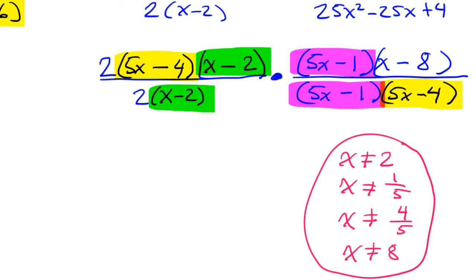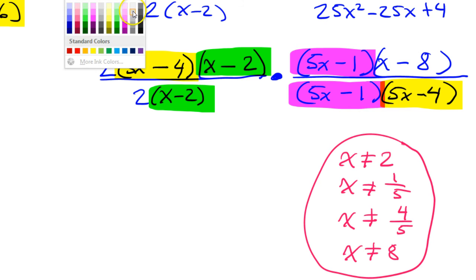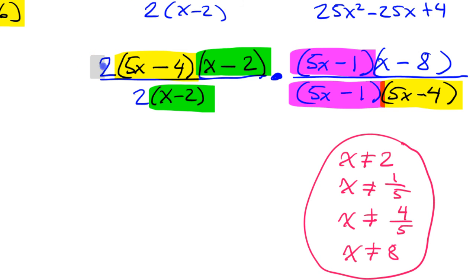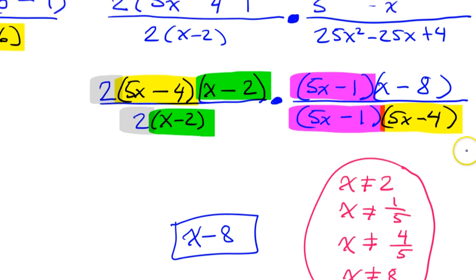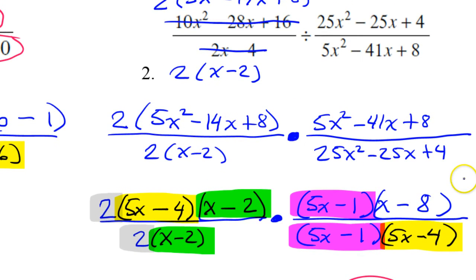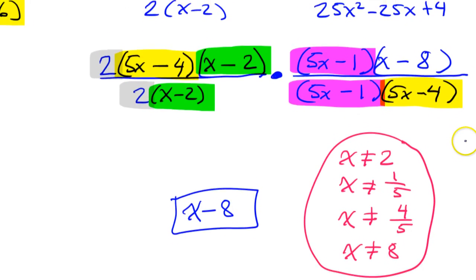Okay, now there's one more little thing that will also cancel out, and it is the 2. This 2 and this 2. Those cancel each other out. So that just leaves one factor. That just leaves x minus 8. So all of this mess simplified down to x minus 8, but with all these restrictions, excluded values. So that is the answer to number 2. All right, so x minus 8.